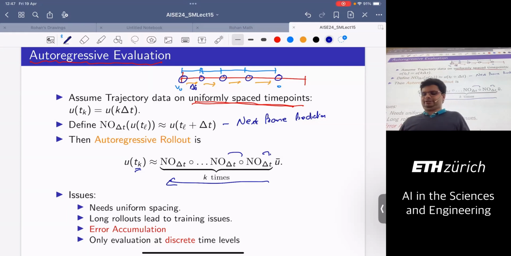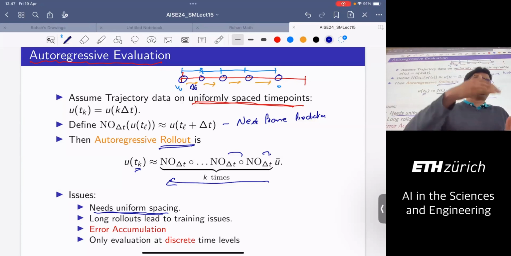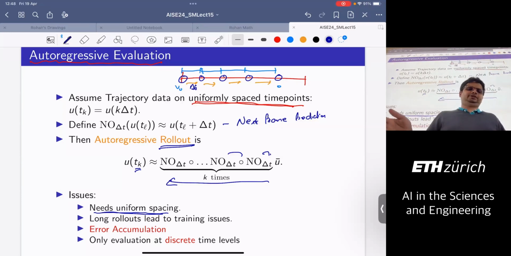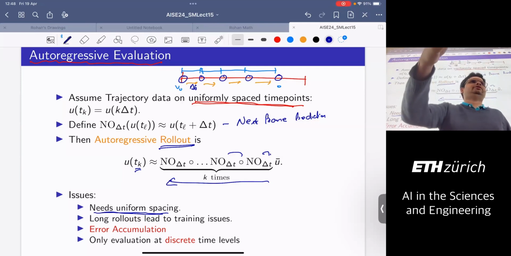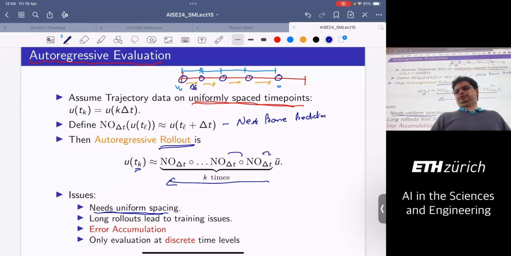But there are several caveats here, right? First of all, you need some uniform spacing because it is agnostic to the value of the increment. It says that there are equal increments, so you learn something. Second, this process here is called a rollout. Rollout is simply: I have a trained neural operator, which has learned to predict the next frame or the next time step. So I just give the initial condition, and I roll it out. I apply it once, it gives you a value, I apply it twice, it gives you a value, and so on and so forth.